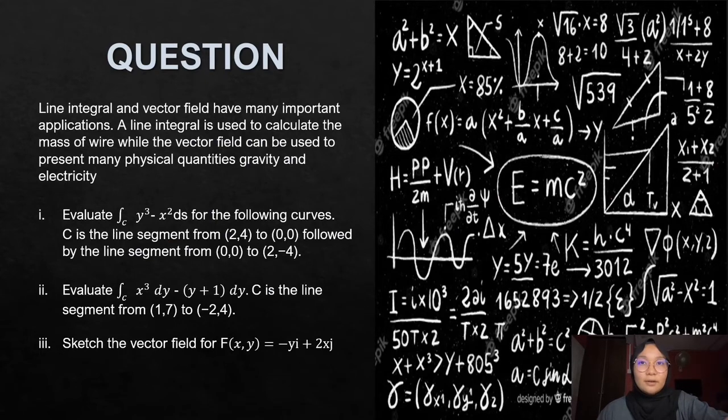Line integral and vector field have many important applications. A line integral is used to calculate the mass of wire, while the vector field can be used to present many physical quantities, gravity and electricity.